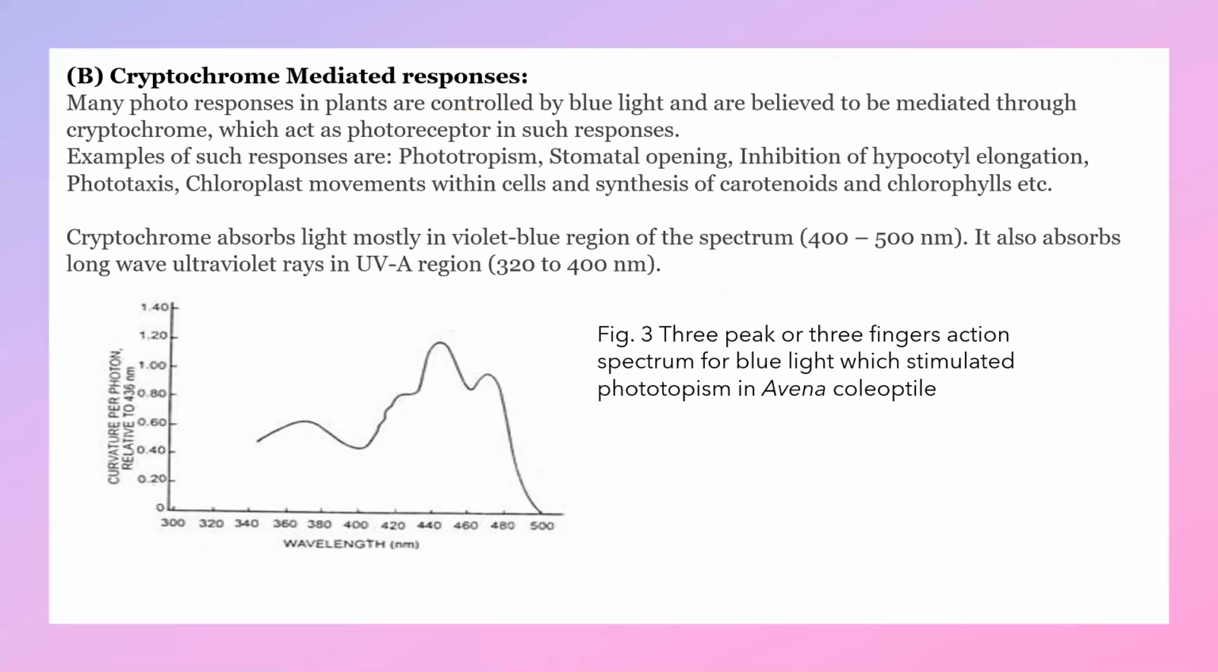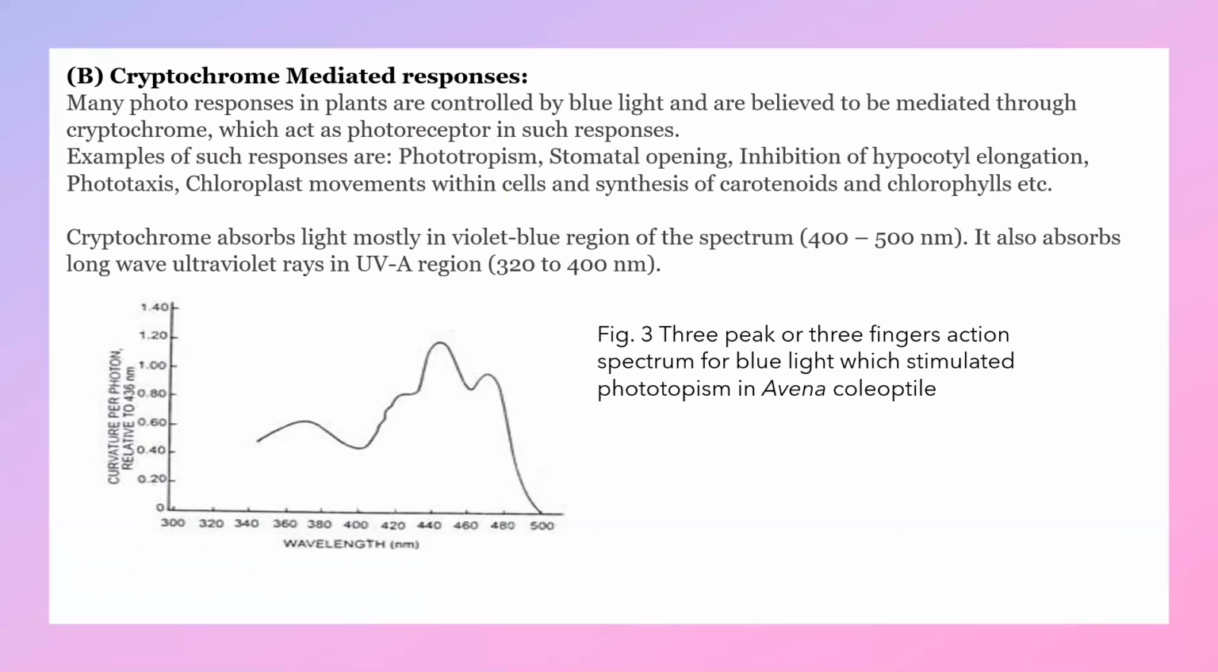Another type of response is cryptochrome-mediated responses. Photoresponses in plants are controlled by blue light also, and they are believed to be mediated through cryptochrome. Cryptochrome also acts as a photoreceptor. Phototropism, stomatal opening, inhibition of hypocotyl elongation, phototaxis, chloroplast movements within cells, and synthesis of carotenoids and chlorophylls are examples of such cryptochrome-mediated responses.